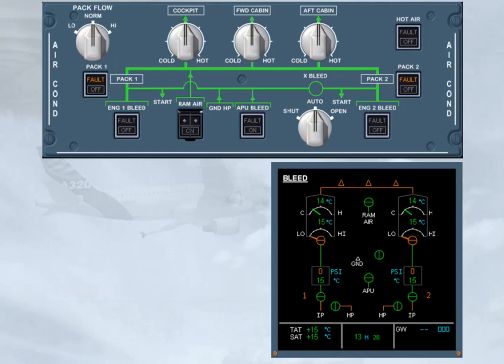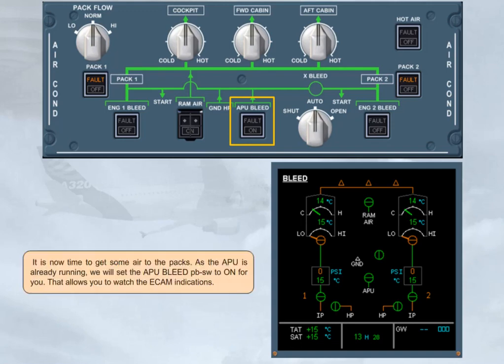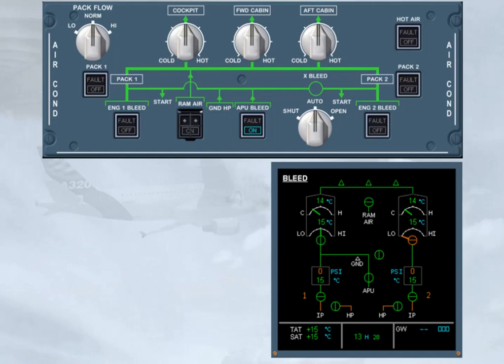It is now time to get some air to the PACs. As the APU is already running, we will set the APU bleed push button switch to on for you. That allows you to watch the ECAM indications. Notice the APU valve indication has changed to inline green. The cross-bleed valve has automatically opened. Notice the cross-bleed selector switch is in the auto position. Both feed lines to the PACs have been connected.